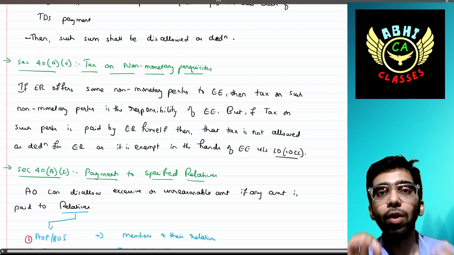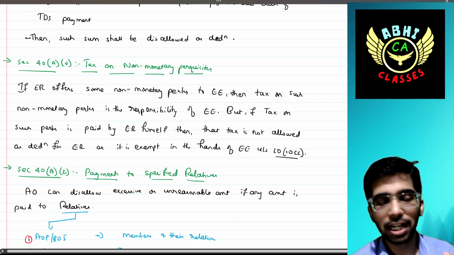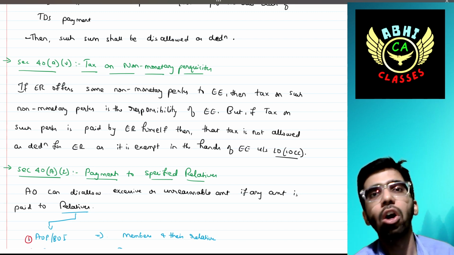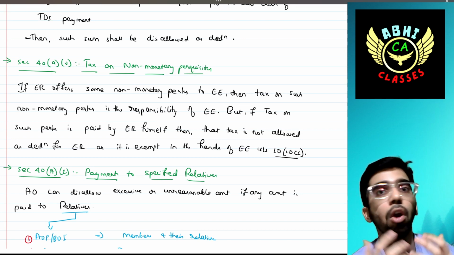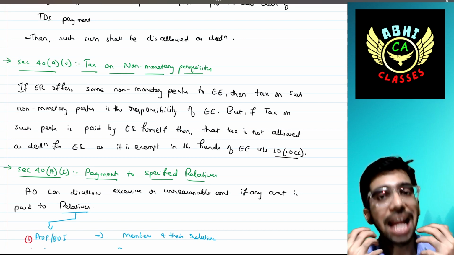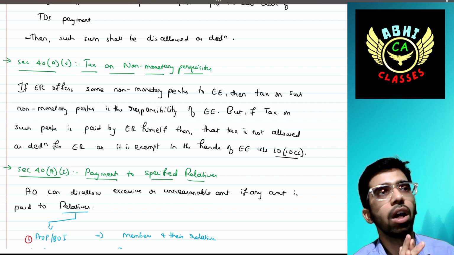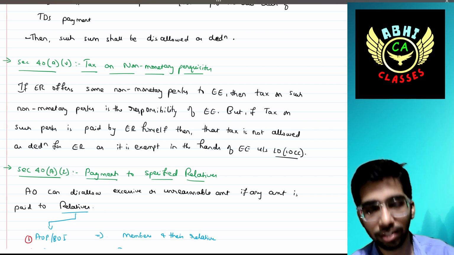Okay. Next, section 40A subclause 5. It says the tax on non-monetary perquisites. Let's say, for example, hostel facility or children's education facility or room facility, that we have already covered in our salary chapter.